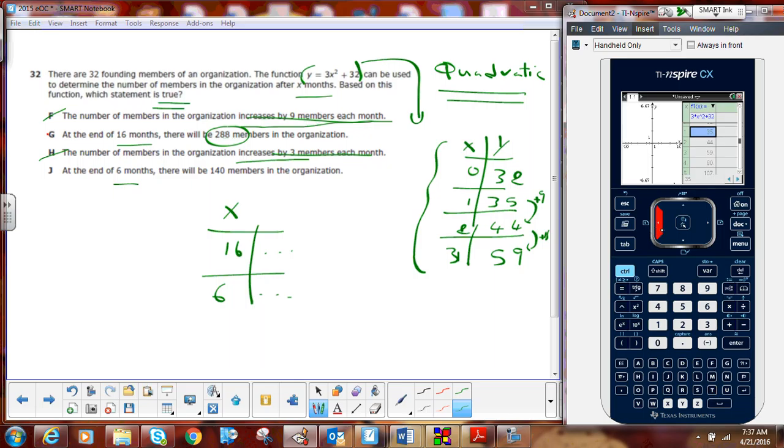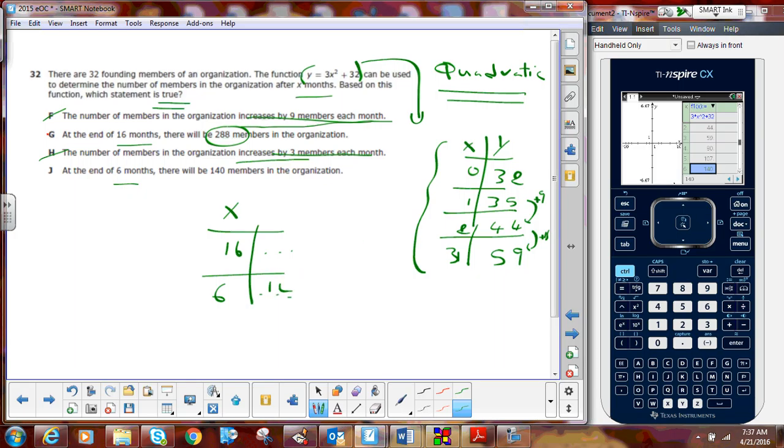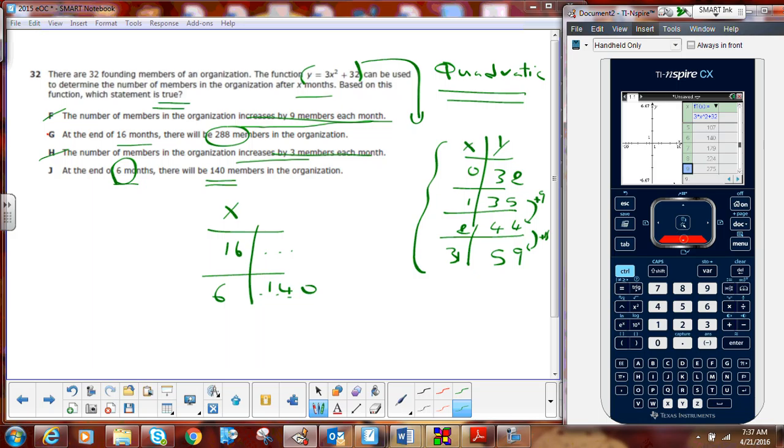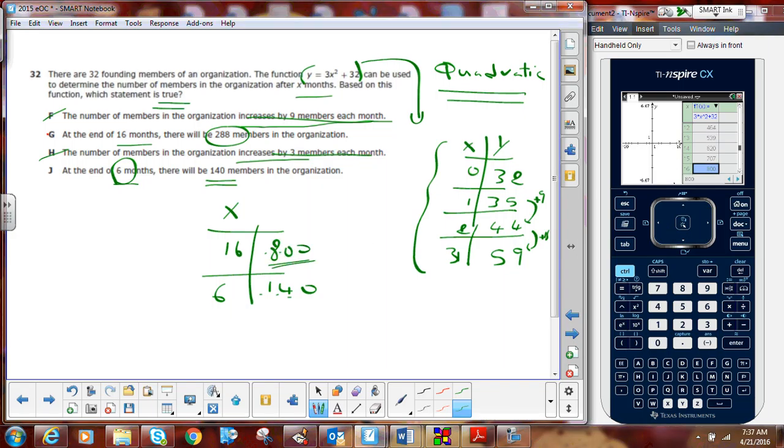Now this is your x value. So let's go to number 6. When x equals 6, how many do we have? 140. So we know 6 is correct, because at 6 months you have 140. Let's see 16, if you have the matching number. We have 800. We should have 800, not 288. So in this case, it's easy to do using a table.